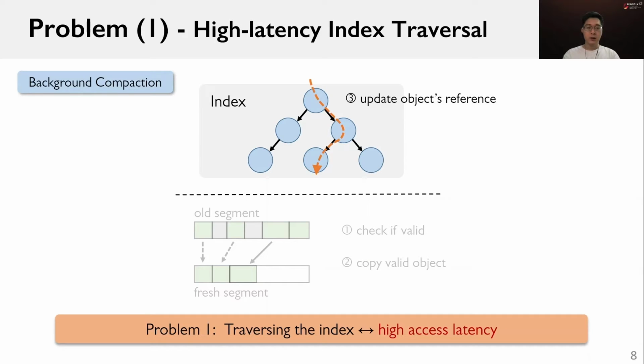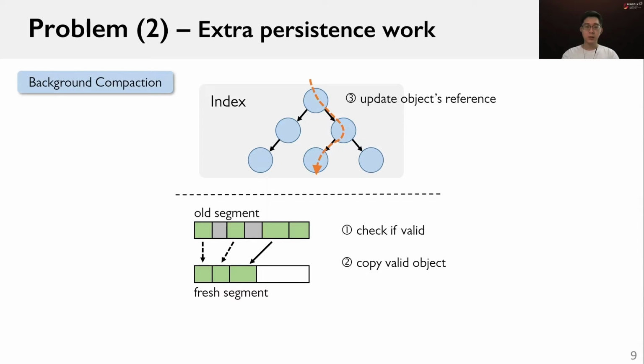When updating an object's reference, or when checking the object, cleaners should traverse the index to find the reference. However, the traversal has several random accesses and is slow. The high access latency of PM makes it worse. According to our evaluation, the index traversal contributes the most overhead in compaction.